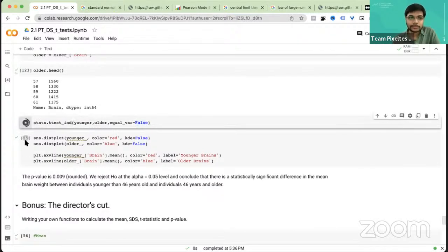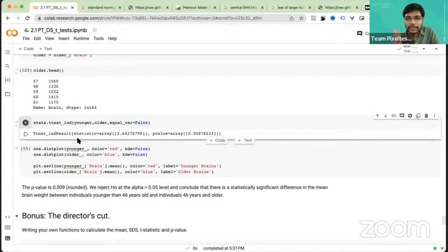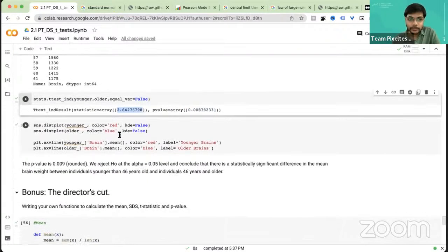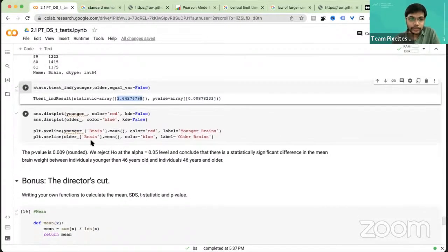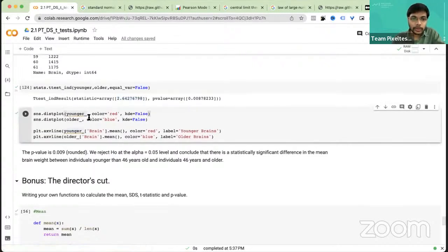I'm going to run this. Okay, so now it has given two results. It has given us a p-value and a t-statistic value, right? So similarly, now we are going to do a plot of the same. So you can go ahead and plot the younger. Okay, so let me do that. Younger complete data frame.